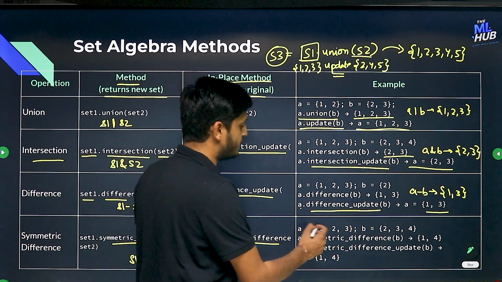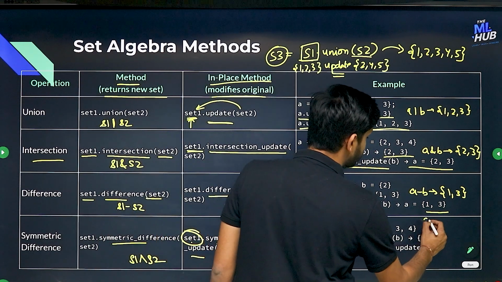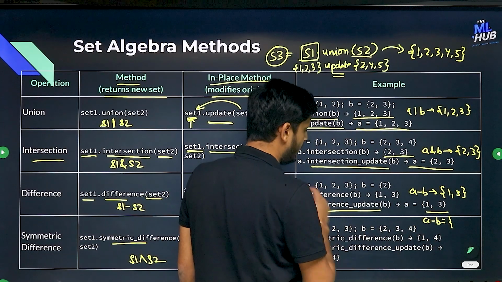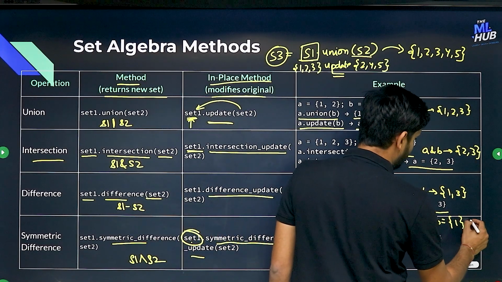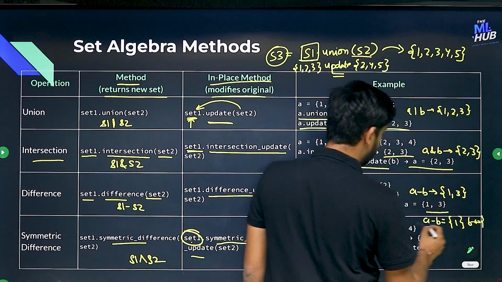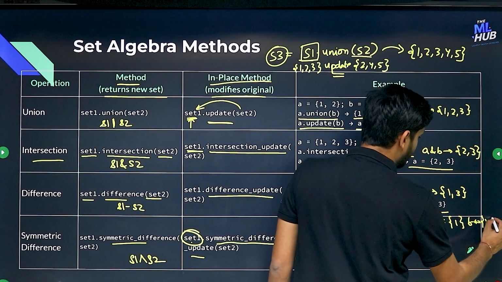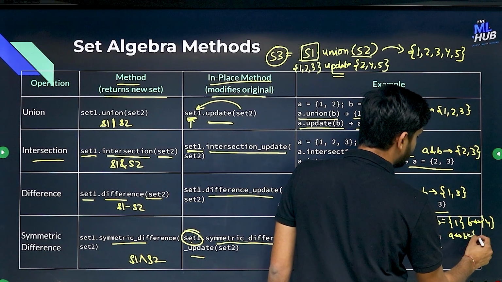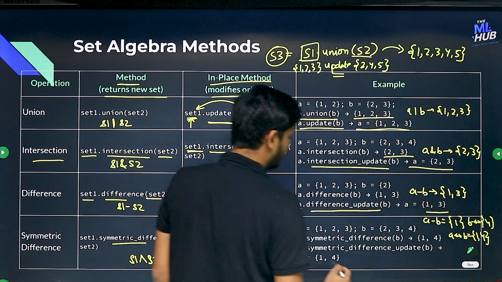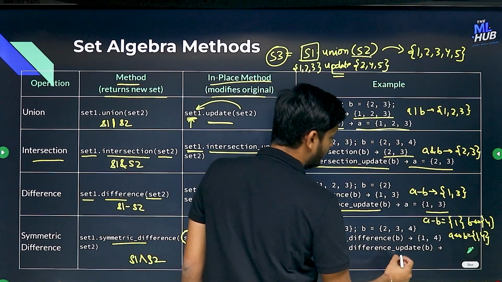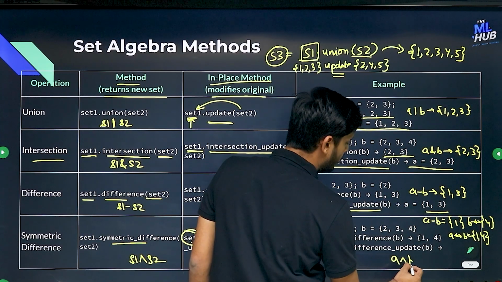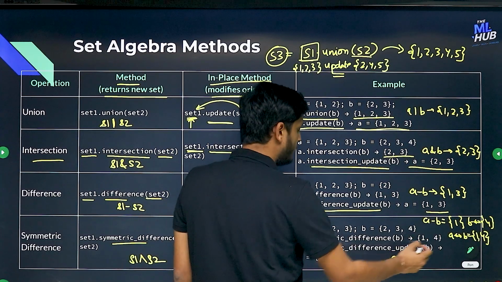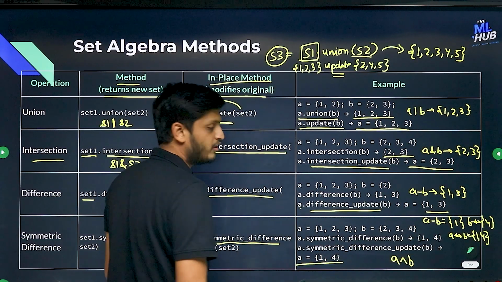So if A is {1, 2, 3} and B is {2, 3, 4}, what is A - B? A - B is elements of A which are not in B, which is the element 1. And B - A is what? Elements in B which are not in A, which is 4. And that is why the symmetric difference between A and B is {1, 4}. So if you do A.symmetric_difference(B), you will get 1 and 4. You can also write it like this, A ^ B, right? And you can write A.symmetric_difference_update(B), then it will change A to {1, 4} itself.